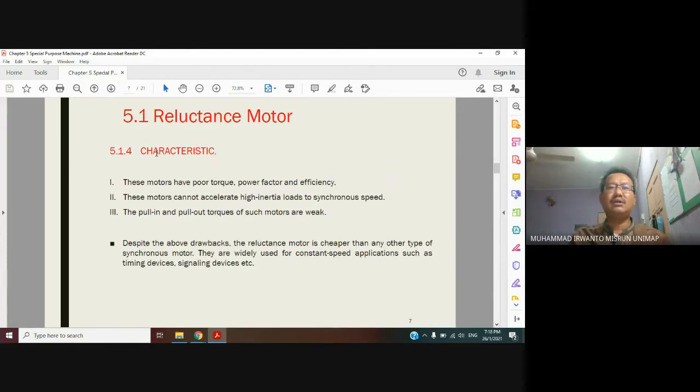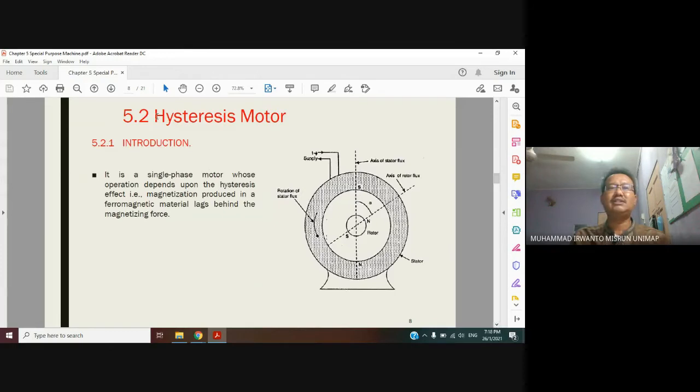Now the characteristics of the reluctance motor. This motor has poor torque, poor power factor, and also poor efficiency. This motor cannot accelerate high inertia loads to synchronous speed. The full-in and full-out torque of such a motor are weak. So we can conclude that the reluctance motor has poor torque, poor power factor, and also poor efficiency.